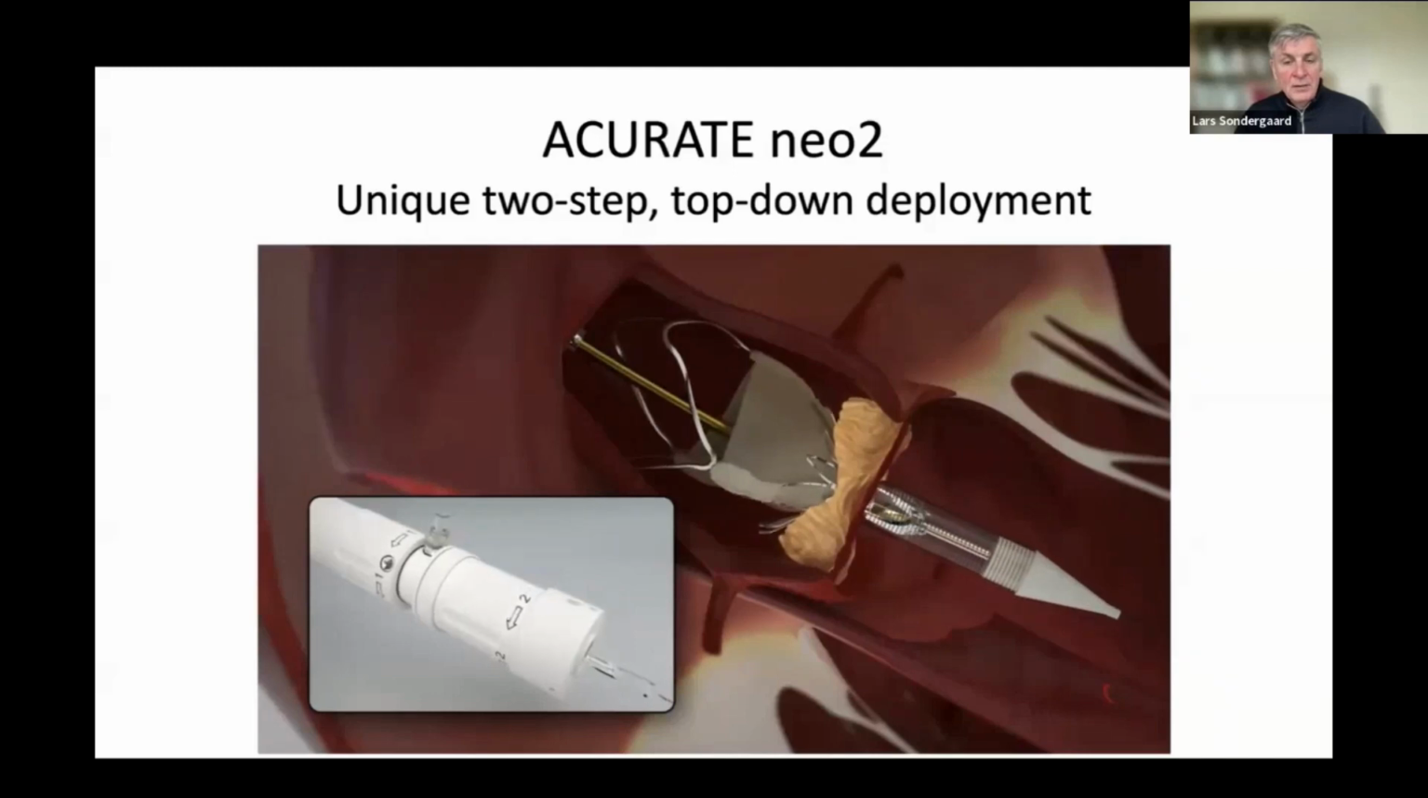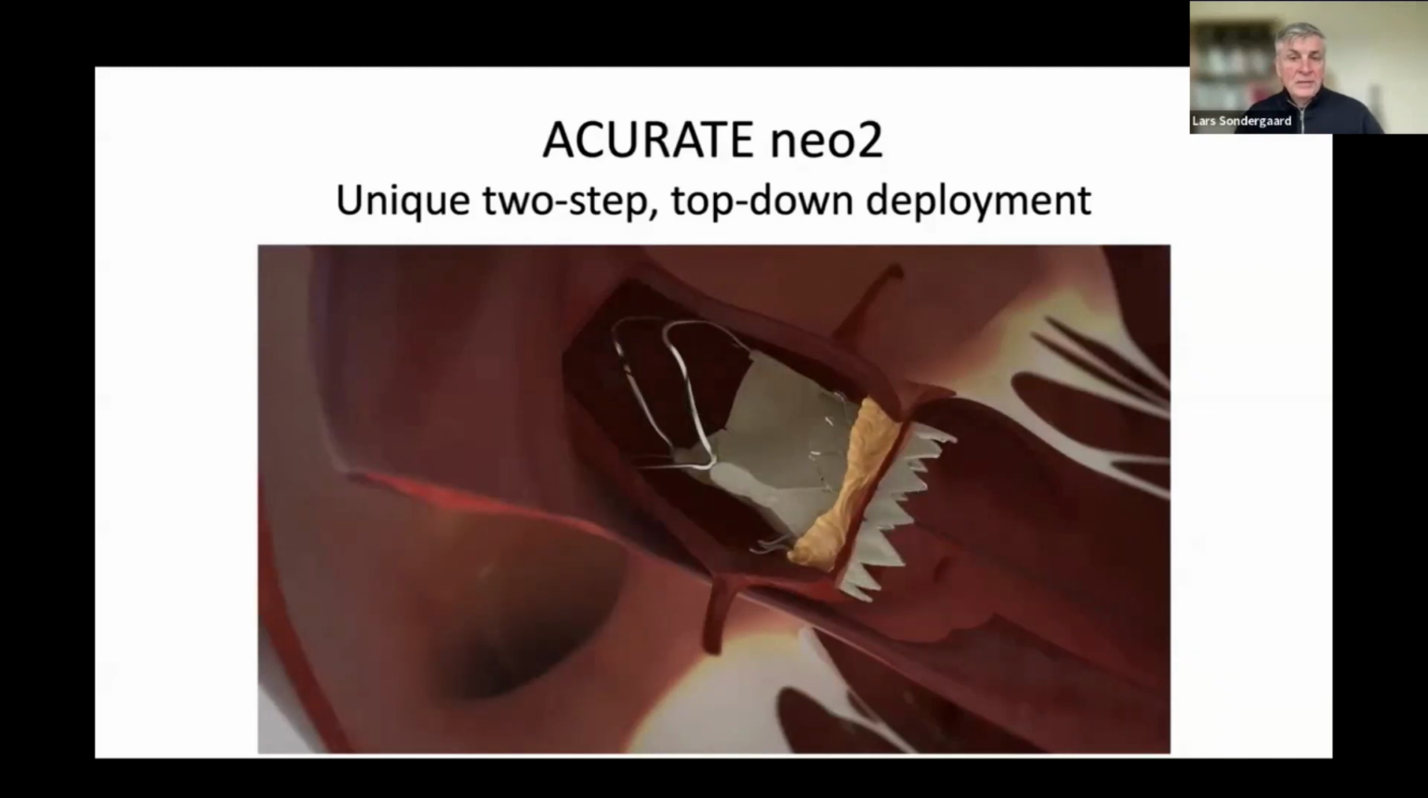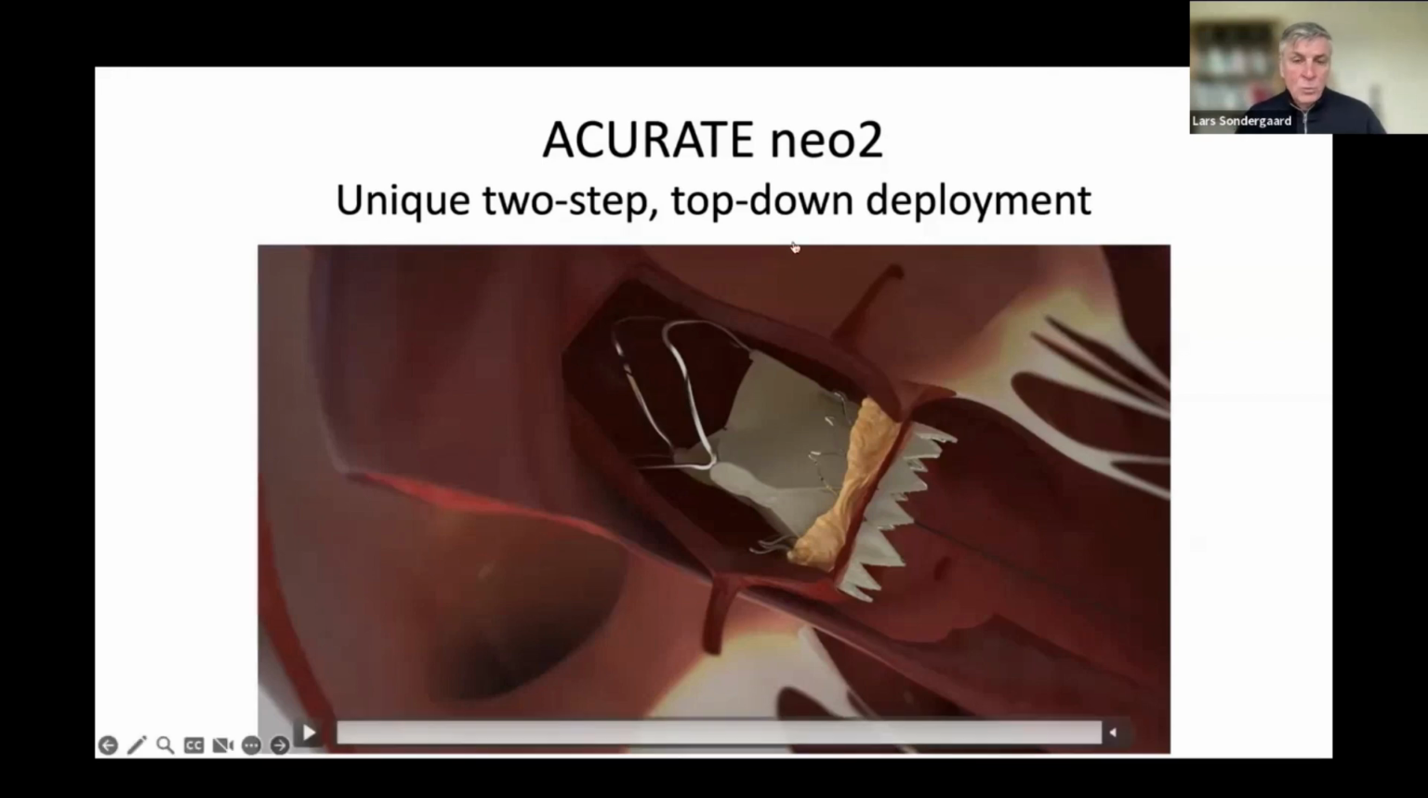You take this split out and you go fast on knob number 2 to open the inflow portion. So it's very different from other self-expanding technology where you start to deploy the inflow portion and then move up. Here it's a top-down deployment. I normally say that even though it's a self-expanding technology, it's deployed a little bit like a balloon-expandable valve. It's quite easy to deploy.